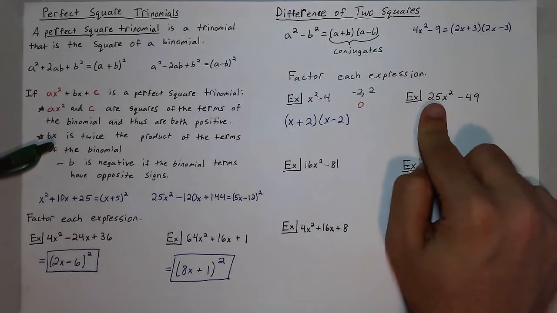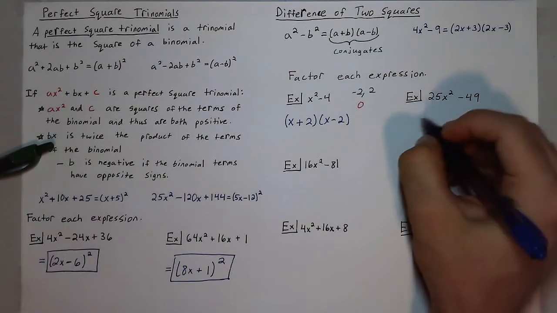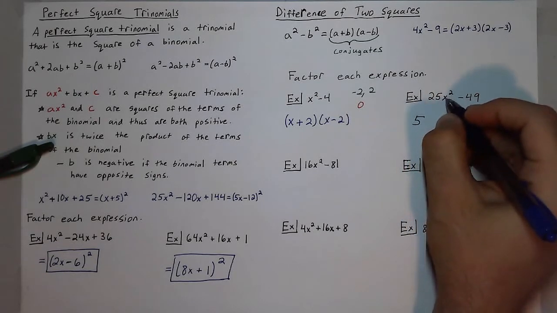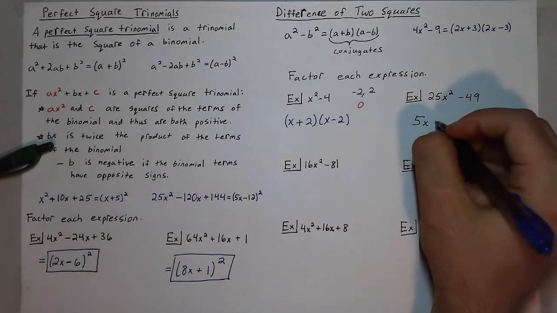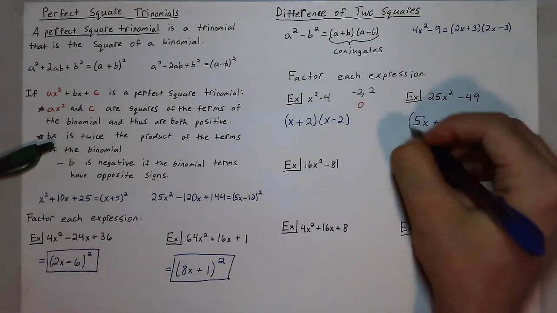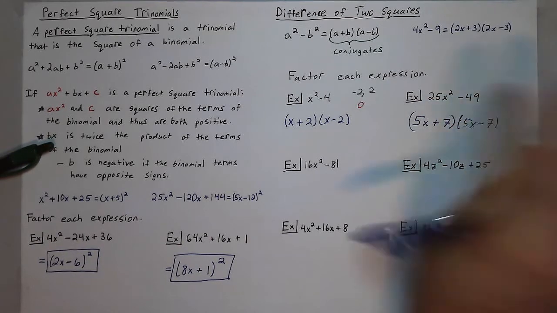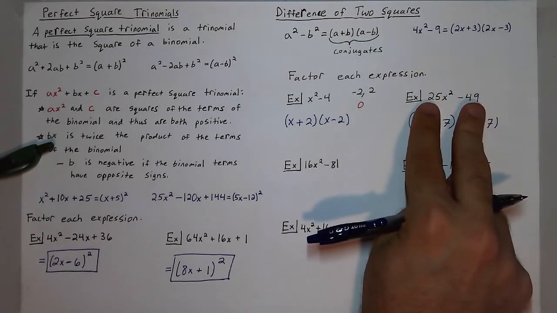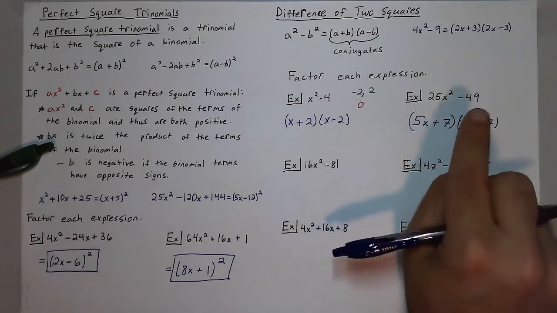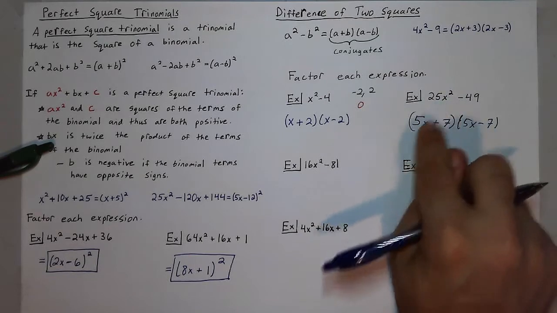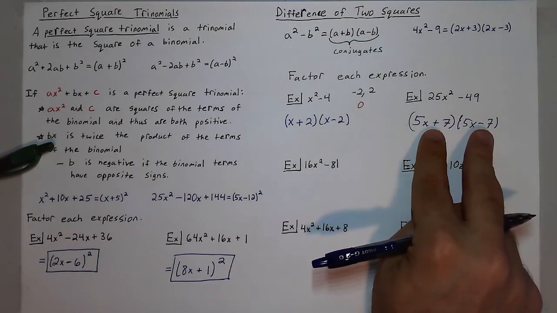So the quick way to do this would be 25, the square root of that is 5. X squared, square root is x. And then 49, its square root is 7. So we'll put 5x plus 7 and its other factor, 5x minus 7. And if I were to use the a times c approach, I would get a number and then find two numbers that multiply to give me that number but add to 0. That would give me these opposite factors when I'm finished.